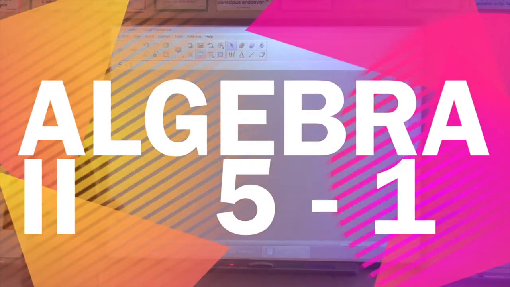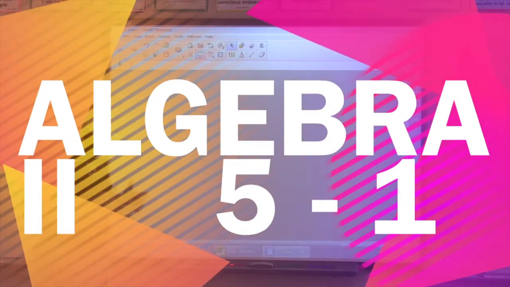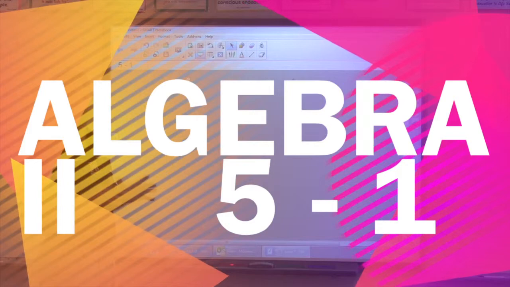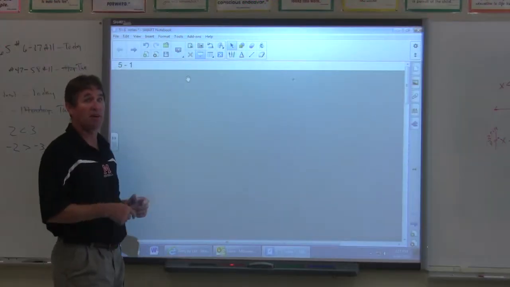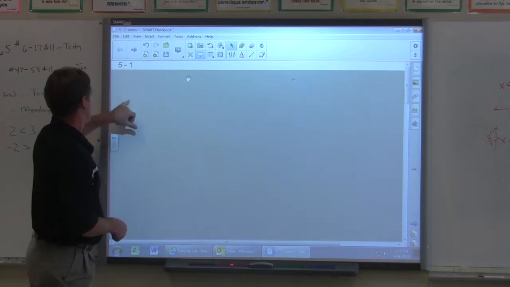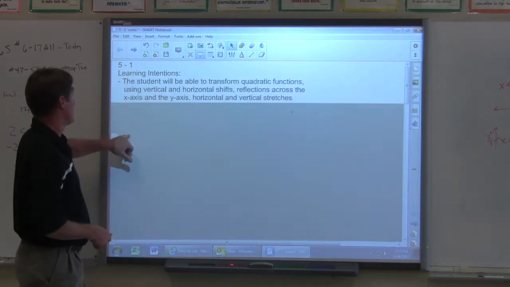So today we're going over section 5.1. There's a lot of notes on this, but a lot of it we've seen before because it's transformations. We're just doing it with quadratics now instead of absolute value like we did before. So our learning intentions.